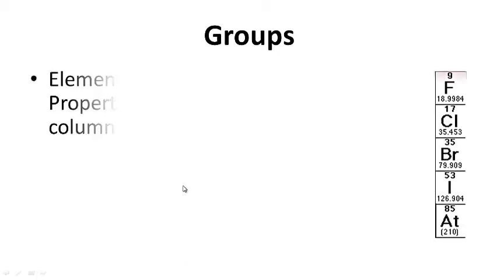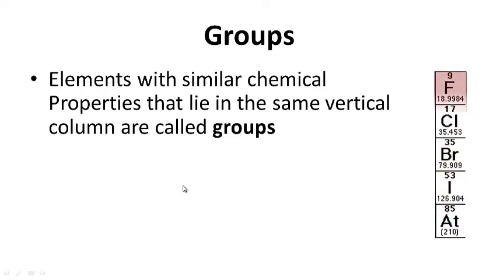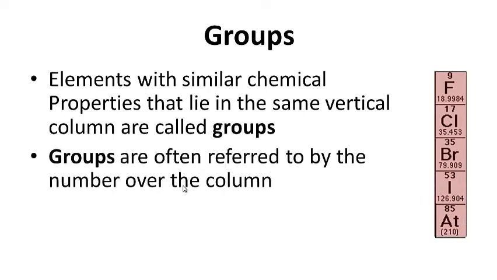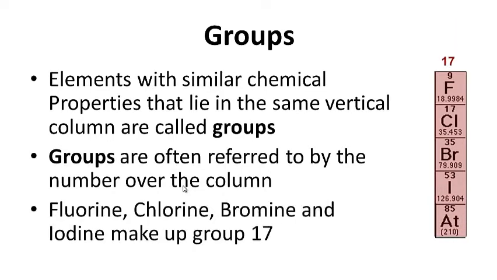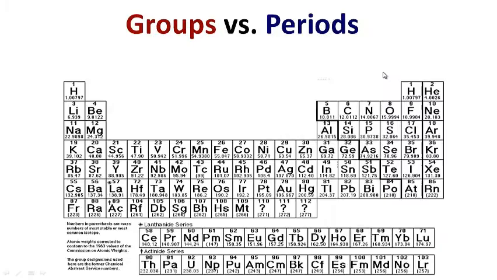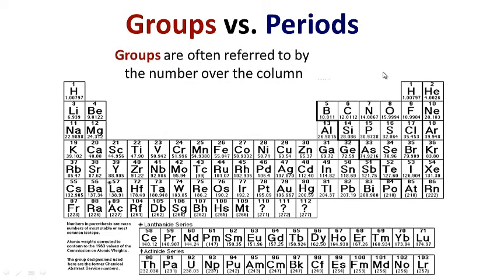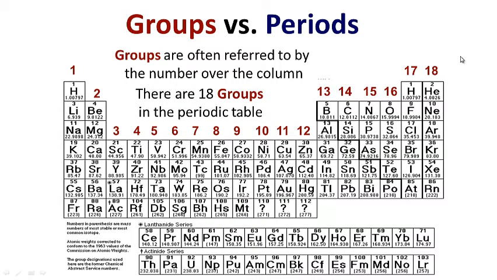Okay, so groups. Elements with similar chemical properties that lie in the same vertical column are called groups. Groups are often referred to by the number over the column. For example, we just talked about fluorine, chlorine, bromine, and iodine. These elements make up group 17 if you look on your periodic table. We start with 1 here all the way over to 18. So there are 18 groups in the periodic table.